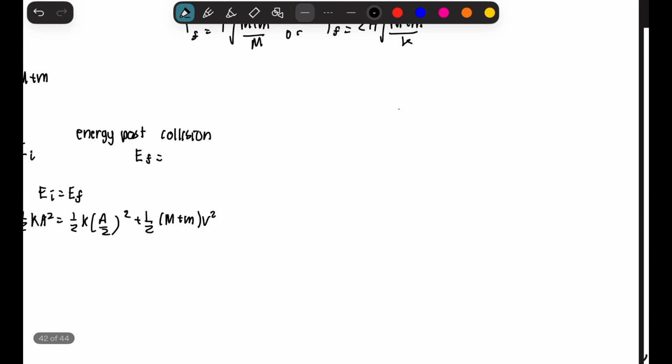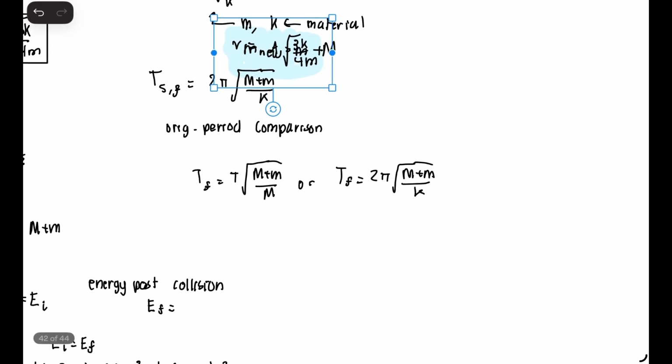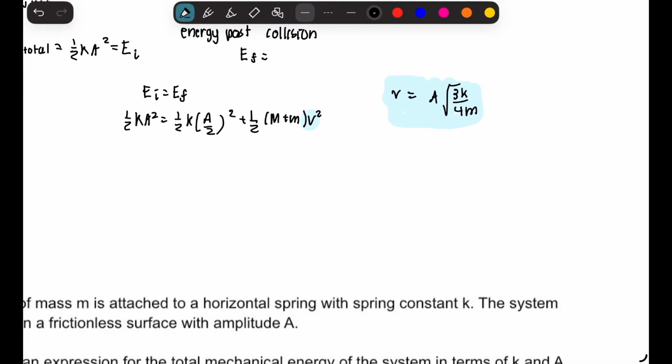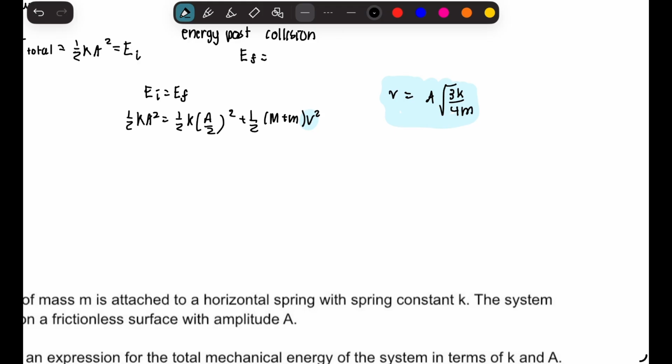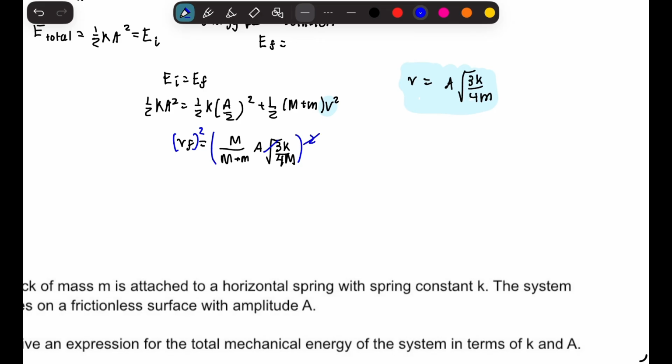Now you sub in the velocity function. Again, that velocity was here. So you're going to have v_F from part B, that's going to be m over (M plus m) times A times the root of 3k over 4m. Now all you have to do is square it. So we're going to square that, and that's going to cancel out the root, and you're going to have to distribute the square to each of these. So we're going to have squared here, and you're going to have 4m, and A squared as well.